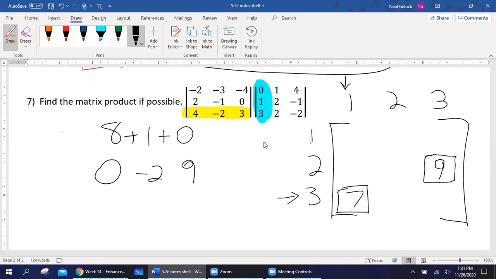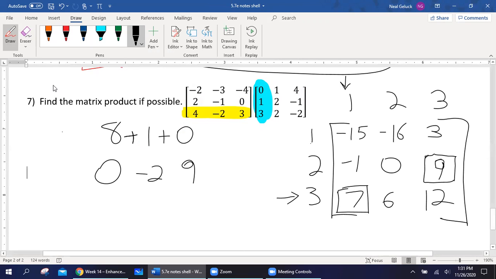So again, that's just a way to remember what it is you're actually doing. And that's what the actual definition of matrix multiplication was trying to say. It just says it in weird symbols. If you finish this one up, I'm going to give you the other numbers here so you can practice. Negative 15, negative 16, 3, negative 1, 0, and we already have the 9. 7, we already have 6, 12. So if you multiply those, that's what you're going to get for a final answer.